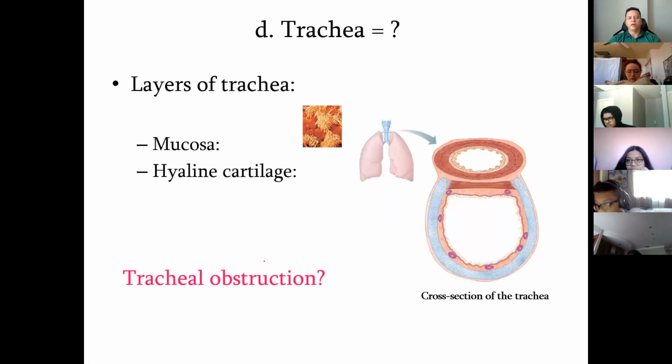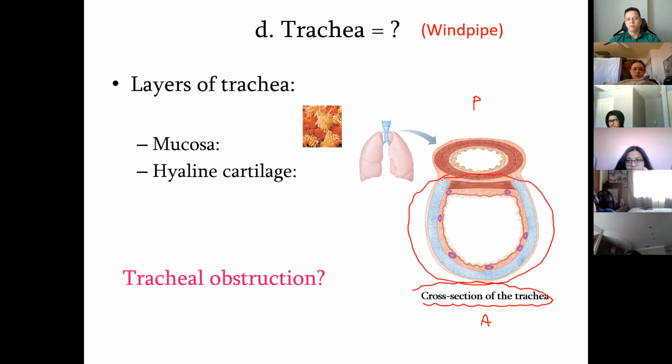So moving on now to the trachea. The trachea is also what we call our windpipe. Here we have a cross-section view of the trachea. This would be the anterior aspect, and this is posterior, okay? In the front, we have the trachea. This is the lumen of the trachea, which is the space where the air is going to go through. And here in the back, we have the esophagus, and this is the lumen of the esophagus, which then leads to the stomach.